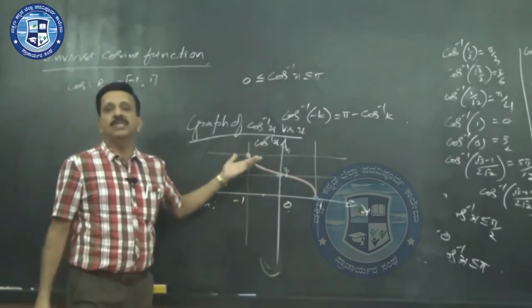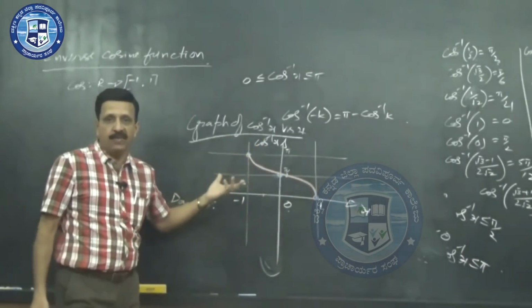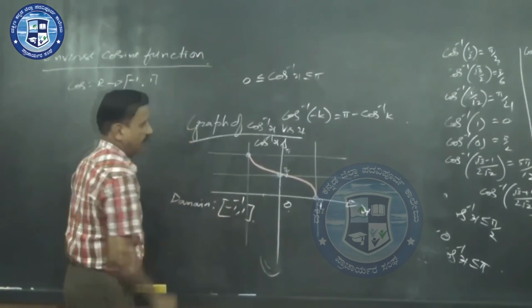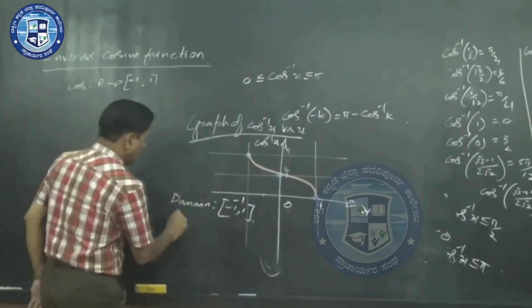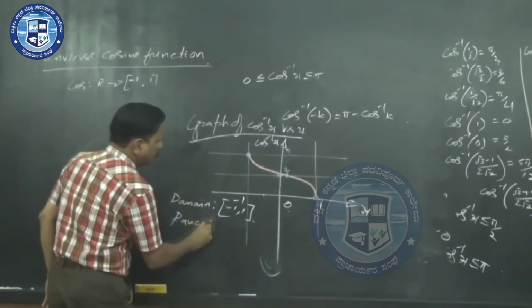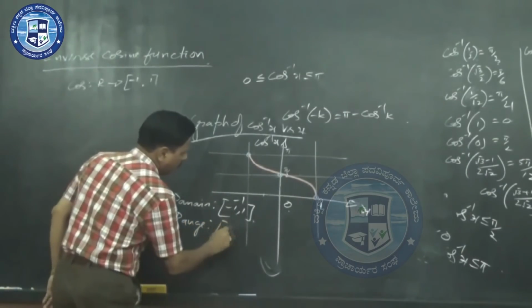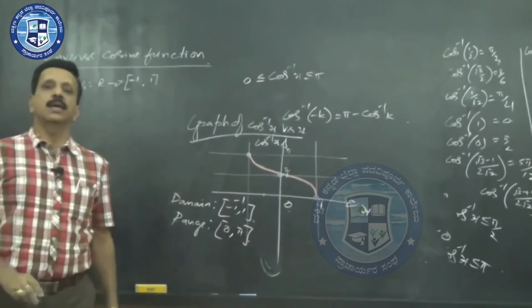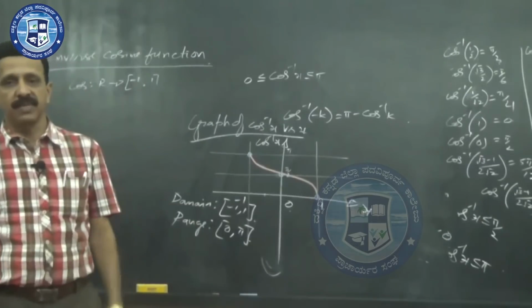What are the possible values in set A in that bijective function? You know it is only between minus 1 and plus 1, domain. And range. Range values are anything between 0 to pi, you know. So this is nothing but the different informations about cos inverse x.